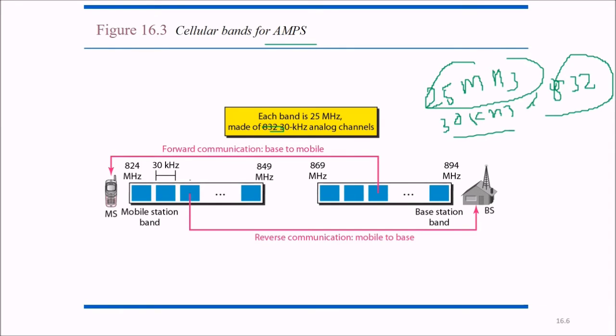So how you are going to see it in the actual arena is that you have a mobile station here, and a base station here. This is the forward communication, that is from base to mobile. These are the various 30-kilohertz analog channels. And these are the channels again for the reverse communication, that is from mobile to base.